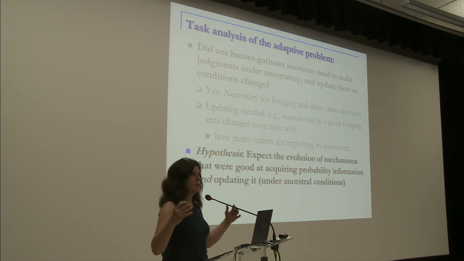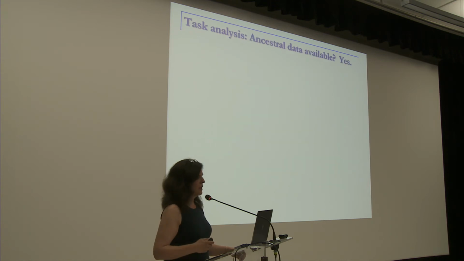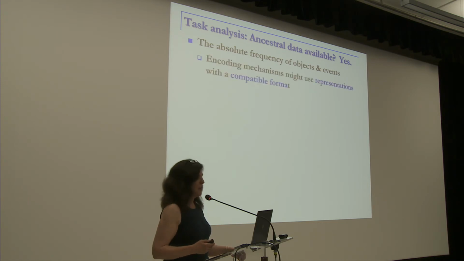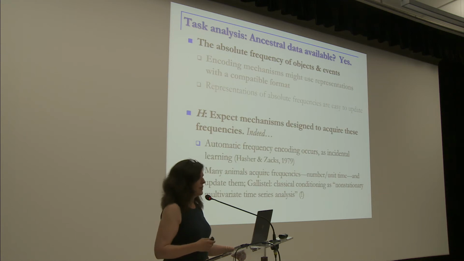So you might have, as just a simple first-order hypothesis, maybe I should expect the evolution of mechanisms that were good at acquiring probability information and updating it under ancestral conditions. Was ancestral data available for solving a problem like that? Yes. The absolute frequencies of objects and events in the world. Encoding mechanisms might use representations with a compatible format. Representations of absolute frequencies are easy to update if they're stored. So another hypothesis, you might expect mechanisms designed to acquire these frequencies.